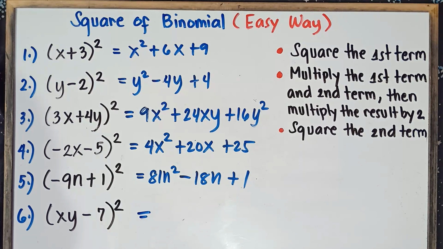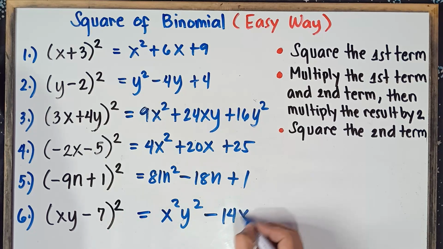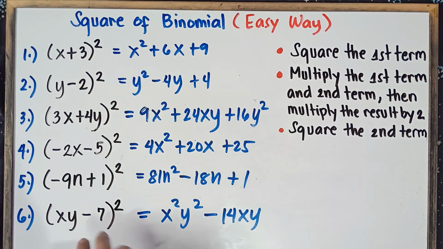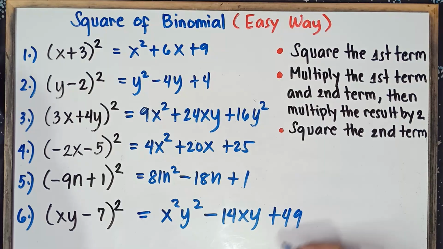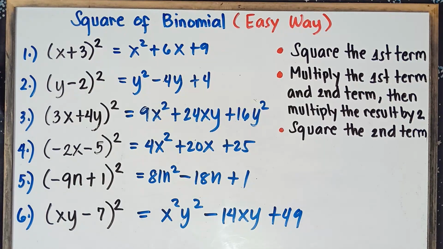Alright, so example number 6, you square the first term. So xy times xy, that would be x squared y squared. And then you multiply the first term by the second term. Xy times negative 7, that would be negative 7xy. And then you double your answer, that would be negative 14xy. And then you square the second term. Negative 7 times negative 7, that would be positive 49. All set. That's the answer, class, with regards to example number 6.